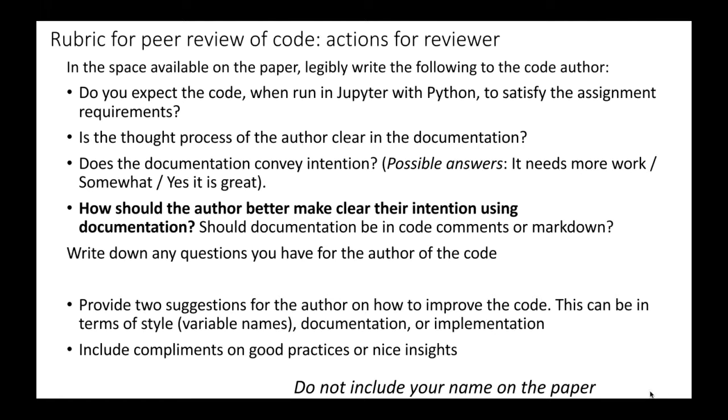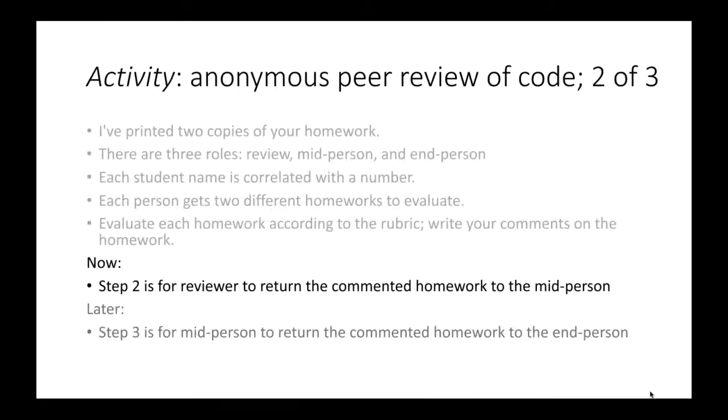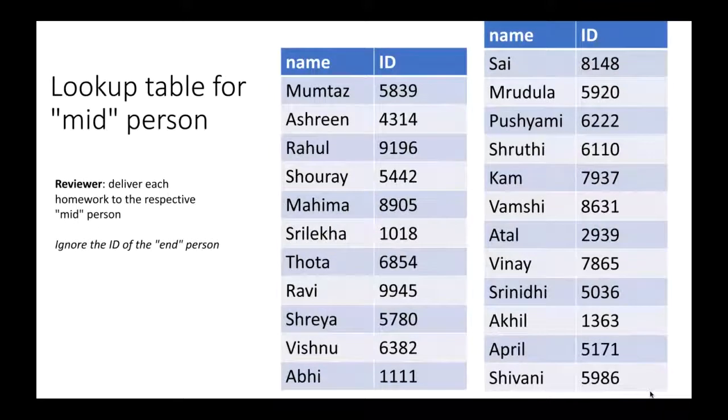All right, so the next phase of the game. There are two numbers on the top of each of your papers in red. One is labeled mid, and the other is labeled end. What you're going to do is identify the mid number on each of those assignments, and find the person who has that number. I will reveal to you the lookup table for that number. So find the person who has the mid number and give the paper to them.